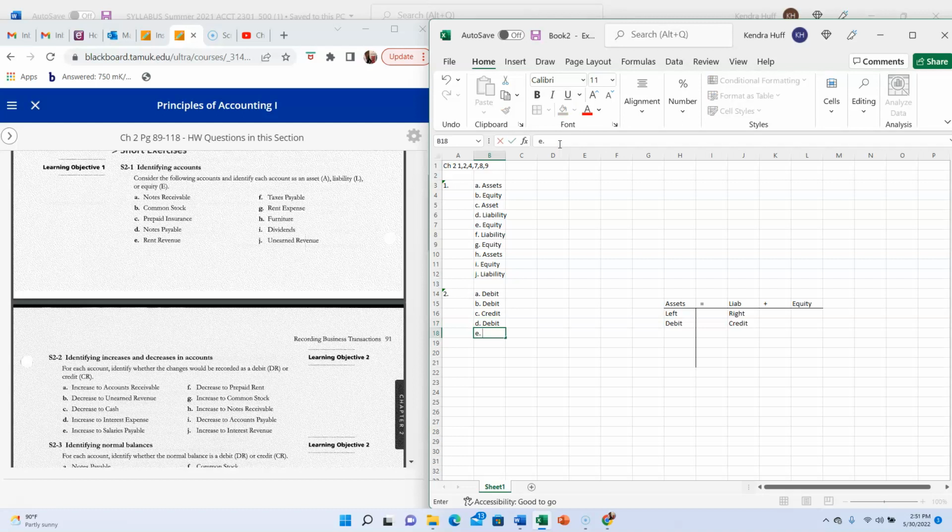Increase to salaries payable. Salaries payable are a liability. They're increasing, so that's a credit. Decrease to prepaid rent. Prepaid rent is an asset. It's decreasing, so that is a credit. Increase to common stock. Common stock is an element of equity. It's increasing, and that's a credit. Increase to note receivable. Note receivable is an asset. It's increasing, so that's a debit.